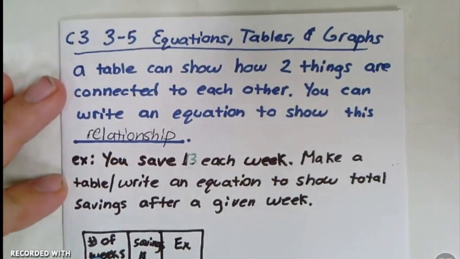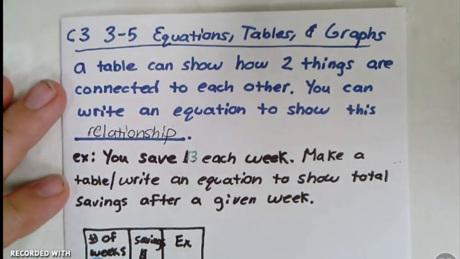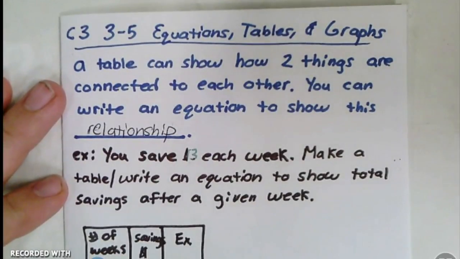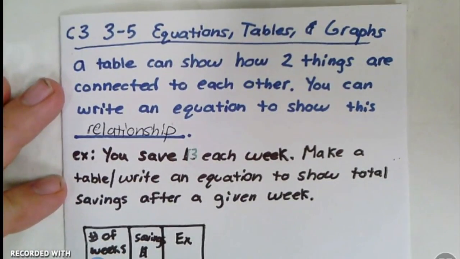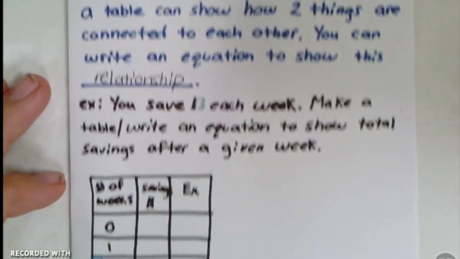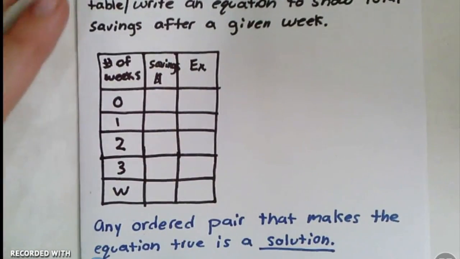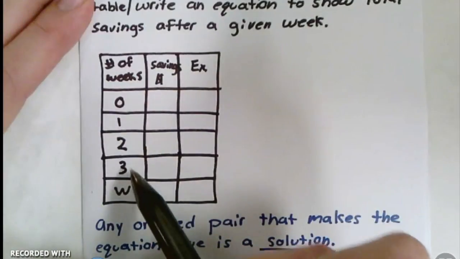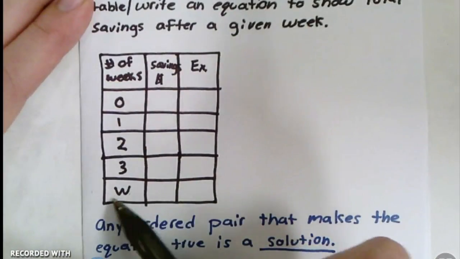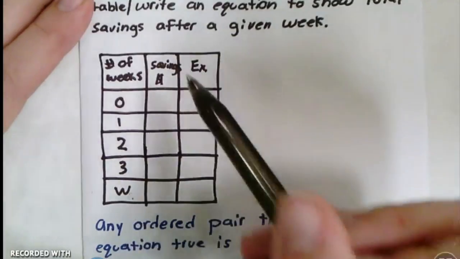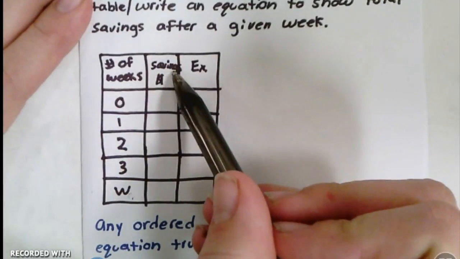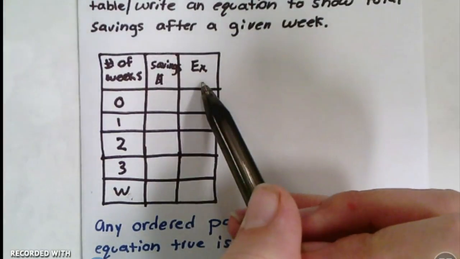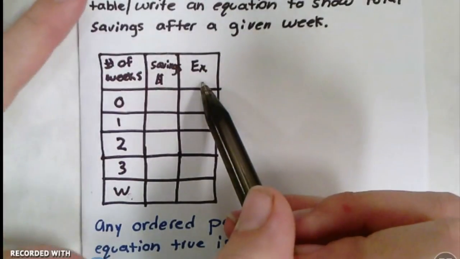Here's an example. You save $3 each week. Make a table and then write an equation to show the total savings after a given week. So here's my table that I made. Here I have number of weeks, and I wrote 0, 1, 2, 3, and then W, which is going to stand for any type of week. And then here we have the total savings, and then this is going to stand for our expression.